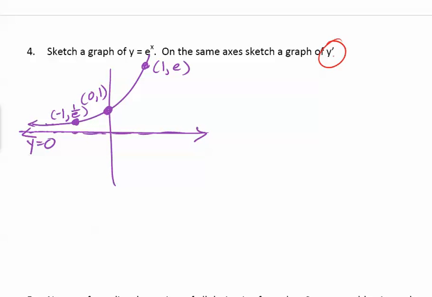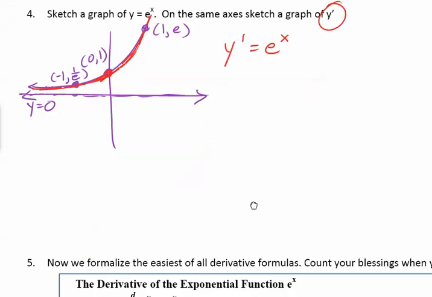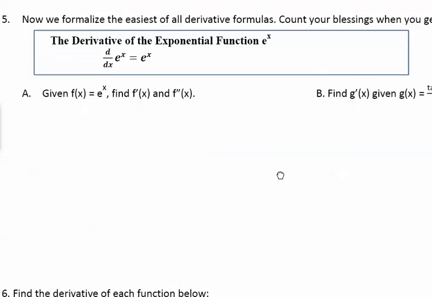If you had to sketch the derivative, well, the slope at this point hopefully appears to be 1, and the slopes over here get smaller and smaller, and the slopes over here get larger and larger. So very quickly we realize that the derivative of an exponential function has to look very much like the original function, and for e to the x it is exactly the same. So the derivative of e to the x is itself e to the x.